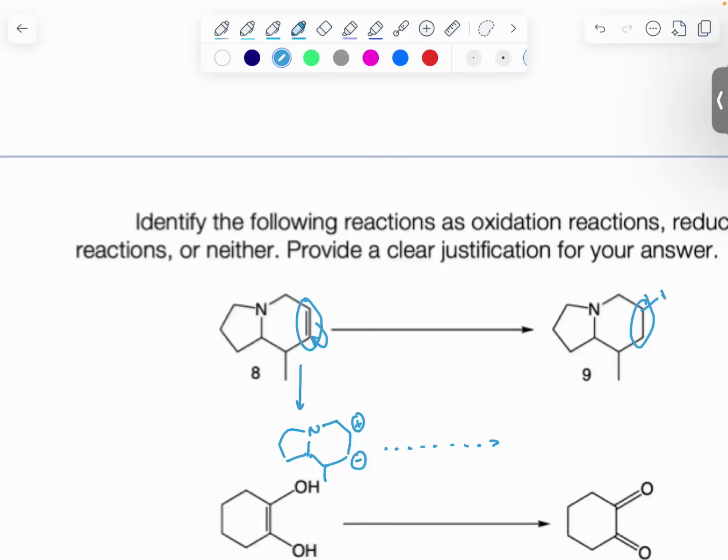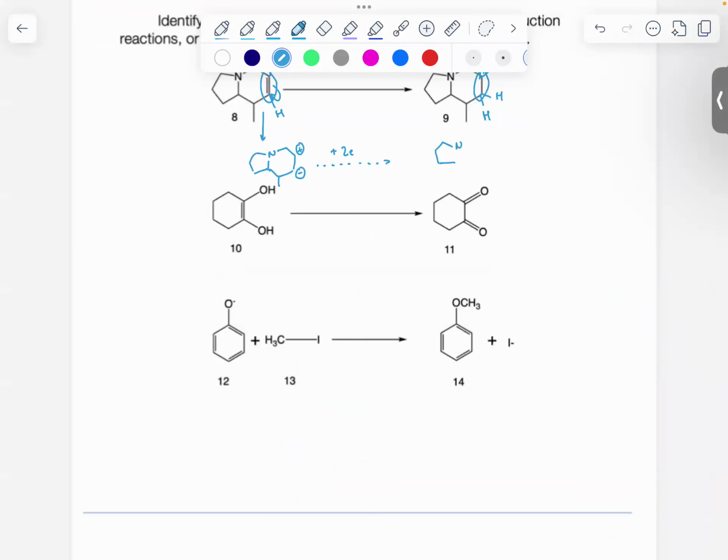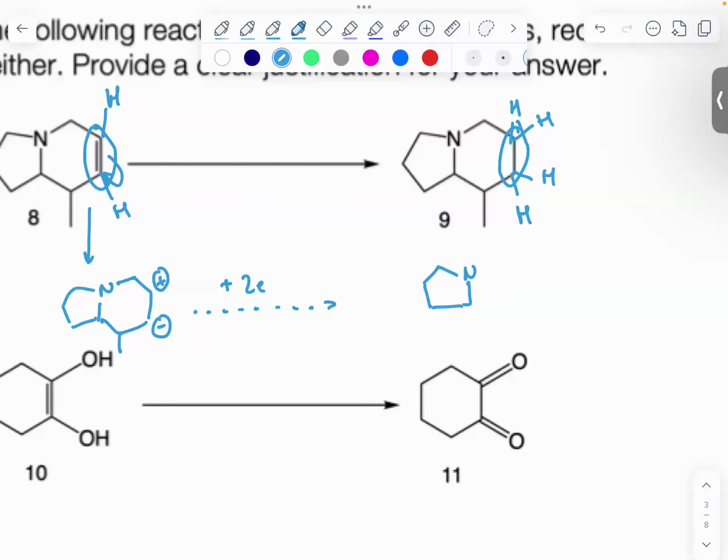You might notice in our final product that there are more protons. Those protons need electrons to hold on to. So we need to add 2 electrons. Now we have 2 negative charges, so we can add our 2 protons and get to our product.